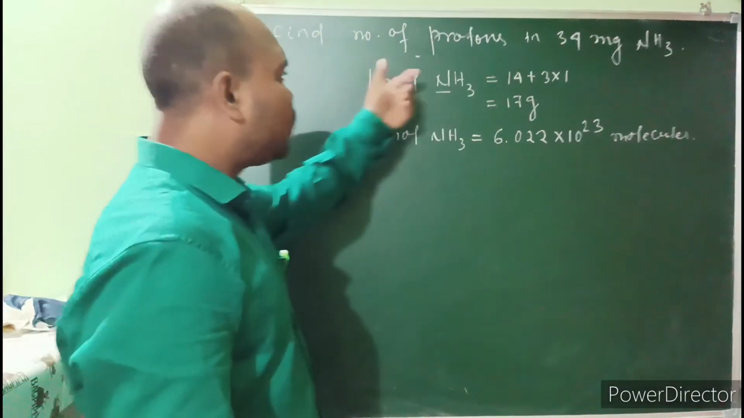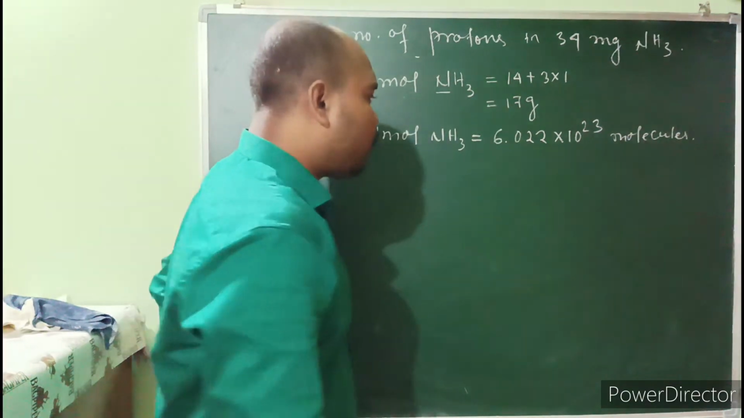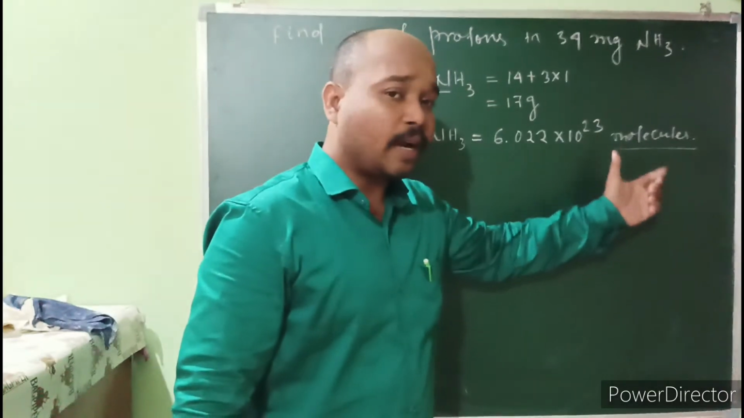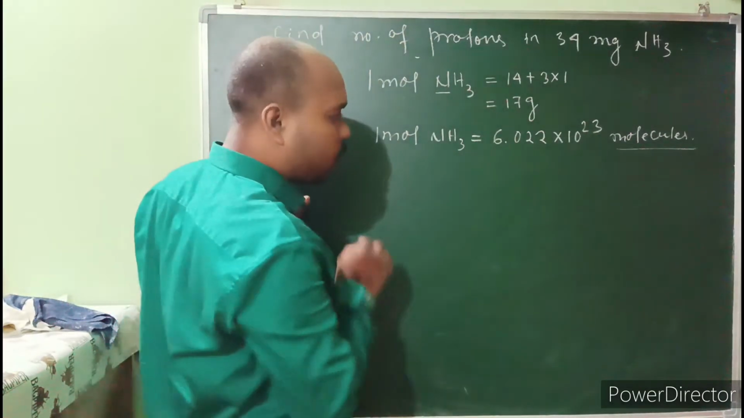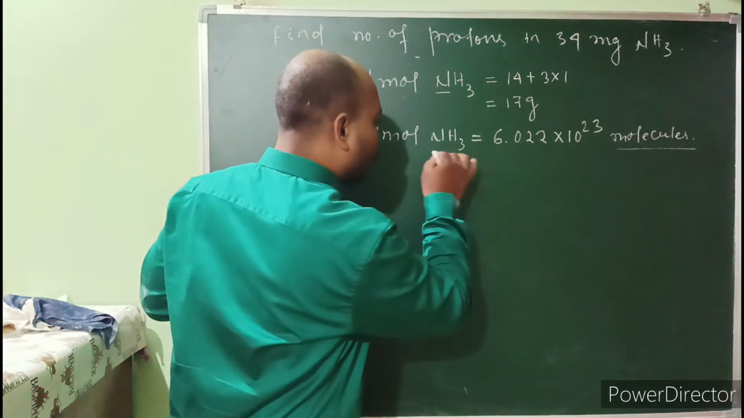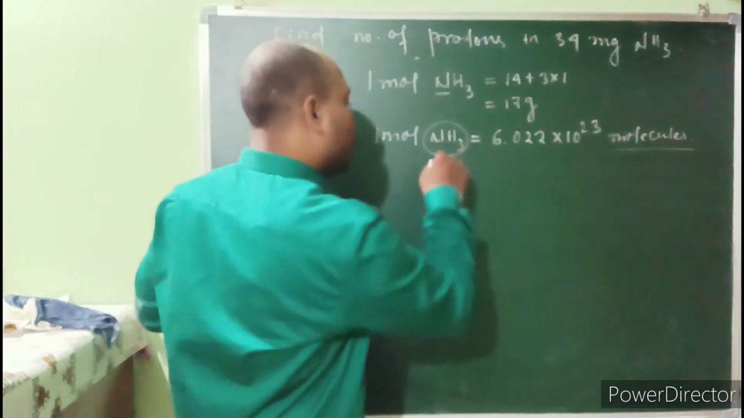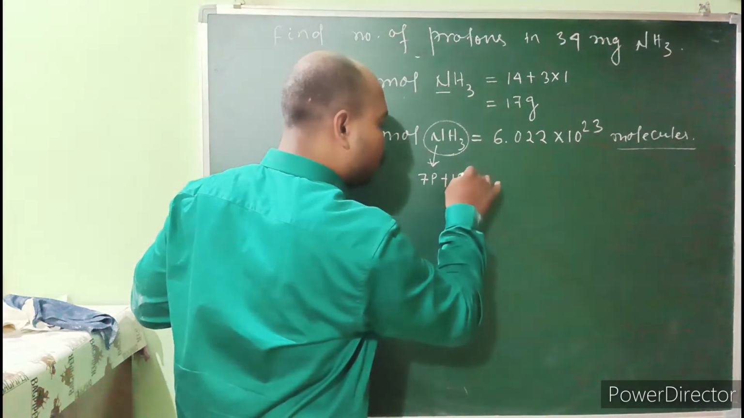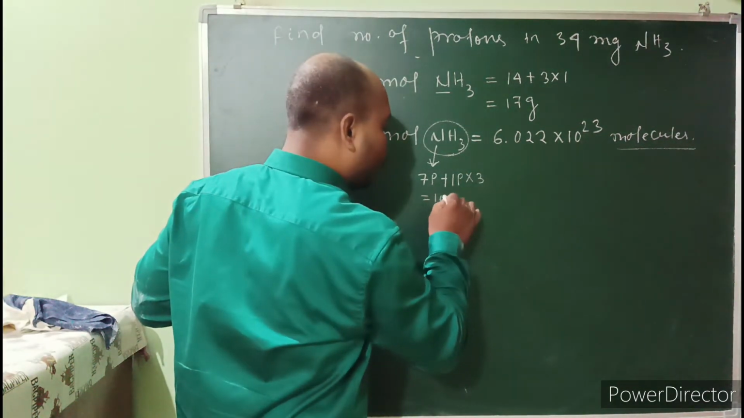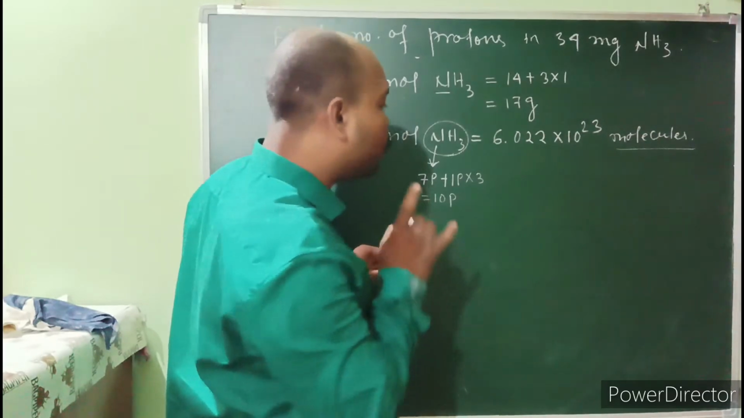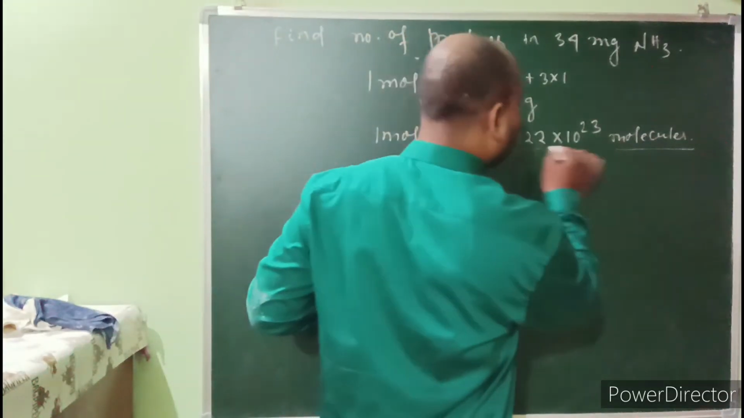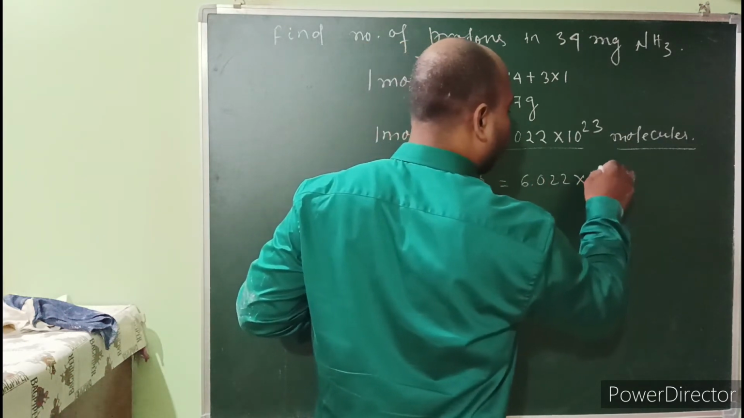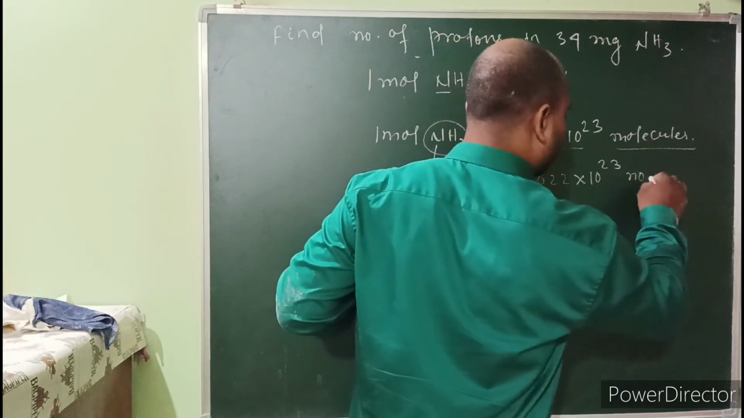But the question is the number of protons. So first we have to find the molecules, and how many protons each molecule contains. In one molecule of ammonia, nitrogen has 7 protons and hydrogen has 1 proton into 3. So we got 10 protons in each molecule of ammonia. Now the number of molecules is 6.022 into 10 to the power 23.